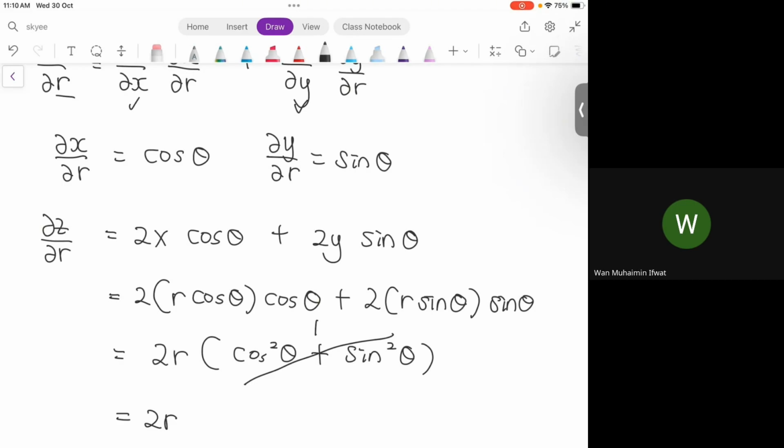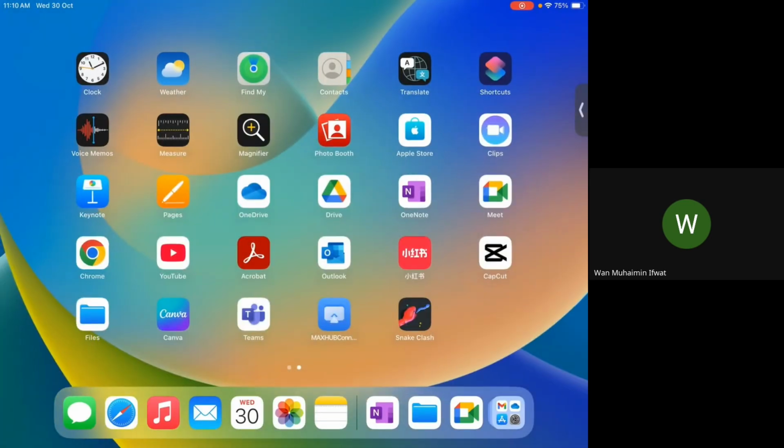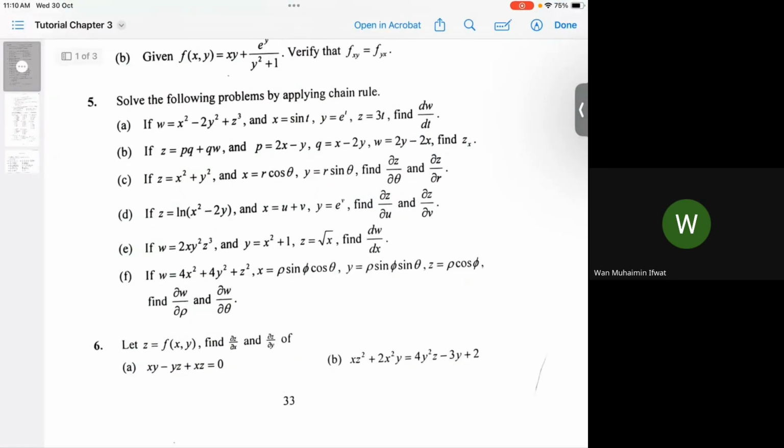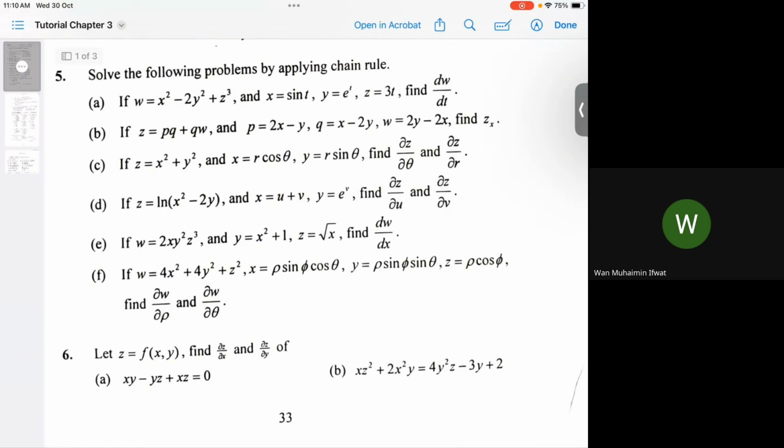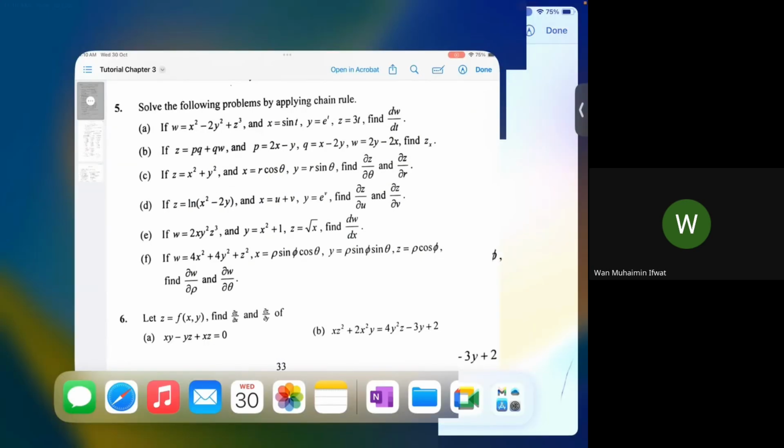Is that okay? Okay, Doctor. All right. So we move on to question D. What is question D about? Now we have this long function. Question 5D, let's do this question 5D.